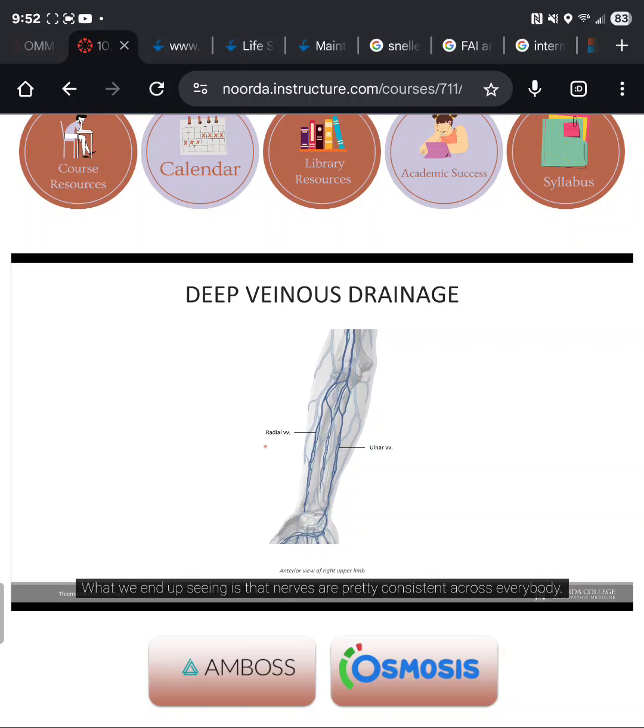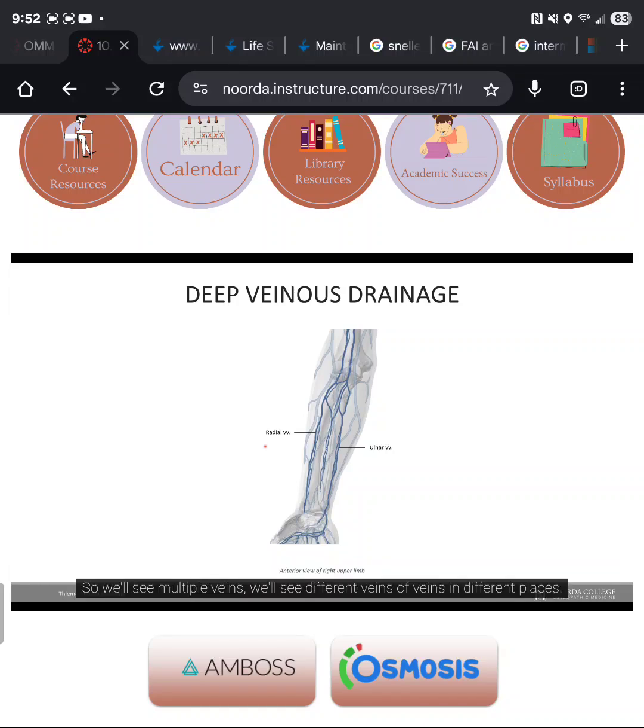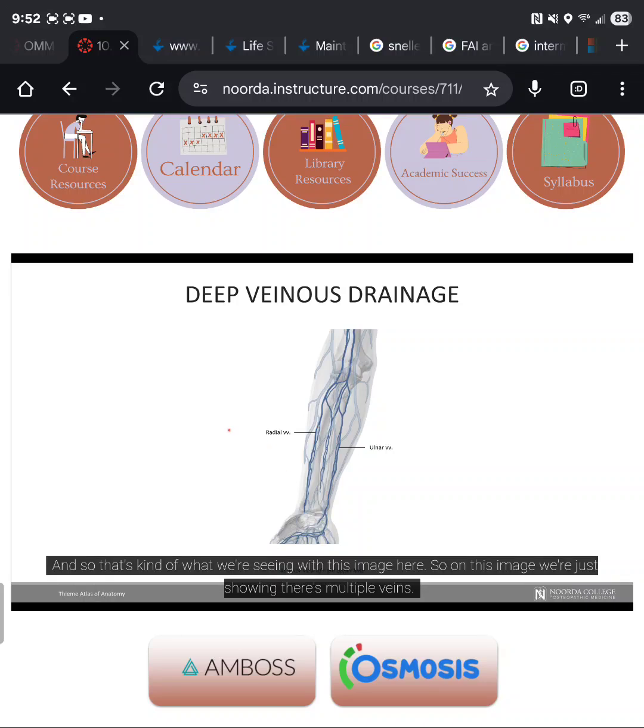What we end up seeing is that nerves are pretty consistent across everybody, not a ton of variation there. Arteries, there can be a little bit more variation, but most people are relatively similar. But then veins, there's a lot of variation. It's basically just however we can get blood back to the heart, we're going to do it. So we'll see multiple veins, we'll see different veins in different places. And so that's kind of what we're seeing with this image here. So on this image, we're just showing there's multiple veins, and we're going to see a lot of venous plexuses as well throughout the body, and especially when we're in lab.